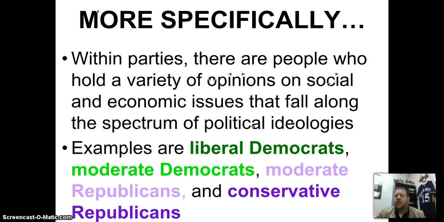More specifically, you can even break it down bigger. When you guys declare your party in a week and a half or so, you can be all over the place, all right? You can be very, very liberal Democrats who are very far off on the far left-hand side. You can be very moderate Democrats who are in the middle or close to the middle. You have very moderate Republicans who are close to the middle, and very conservative Republicans who are very, very far off to the right-hand side. And when you declare your party in class, you're going to have to say, I'm a liberal Democrat, or I'm a moderate Democrat, or I'm a moderate independent, that kind of thing.